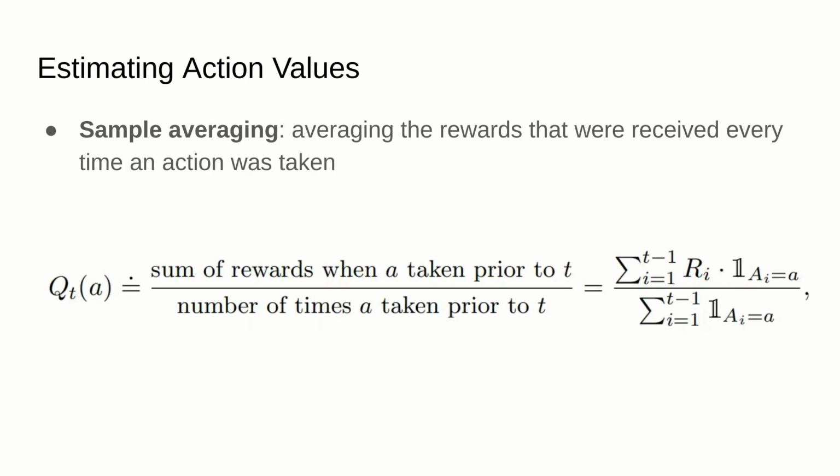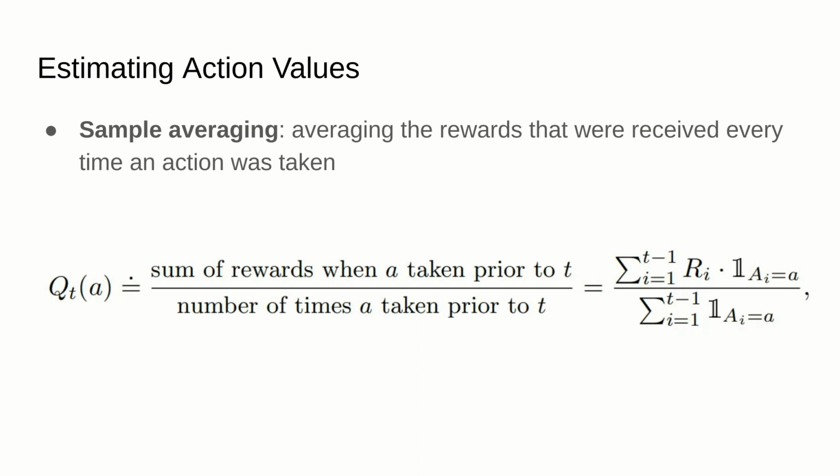So focusing on the first part, the simplest way to estimate the value of any particular action is to assign the value of that action as the average of the rewards that were received every time that action was taken. And we call that sample averaging. So this is the formal definition of sample averaging. Q_t(a) is our estimate for the value of some action a at time step t. So we're assigning it to the average of the rewards that were received for previously taking this action, or the sum of rewards when a was taken prior to t, divided by the number of times a was taken prior to t.